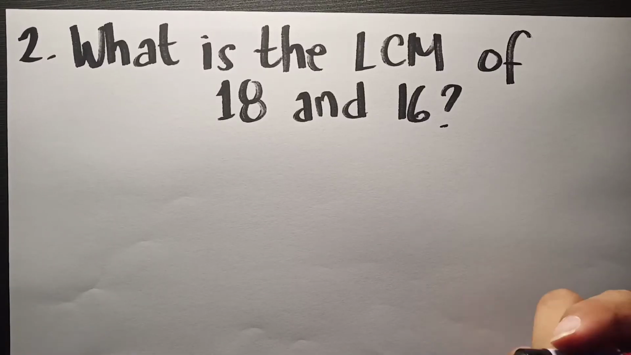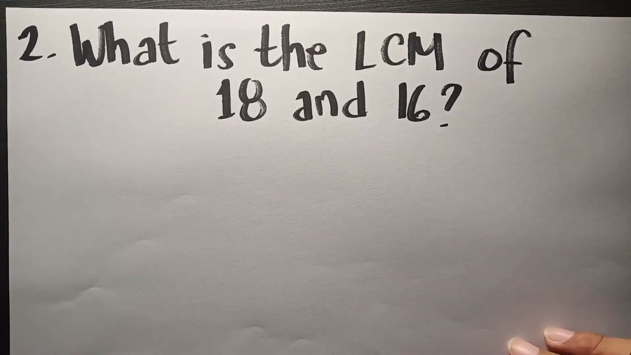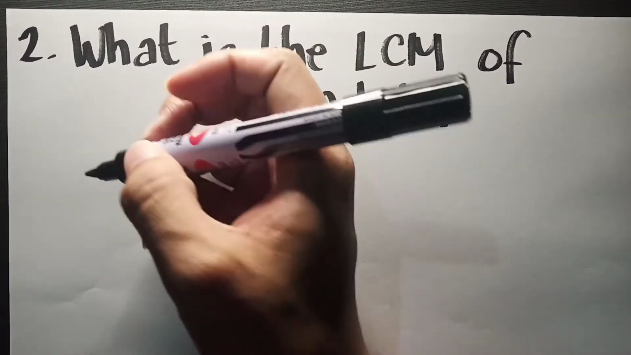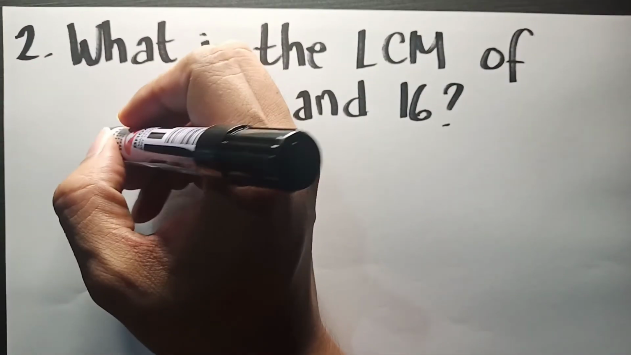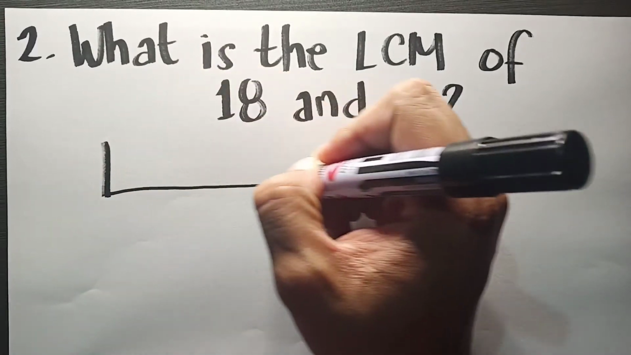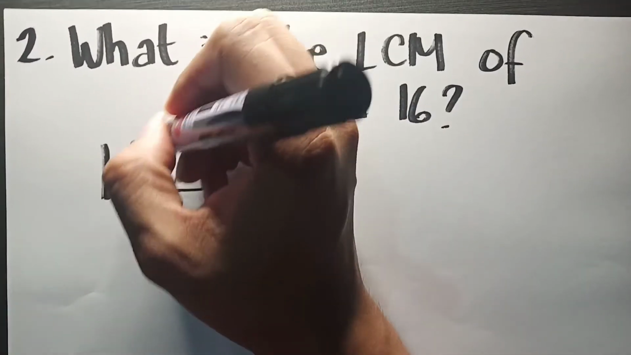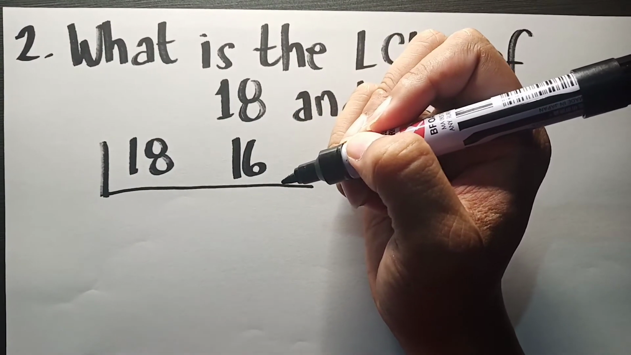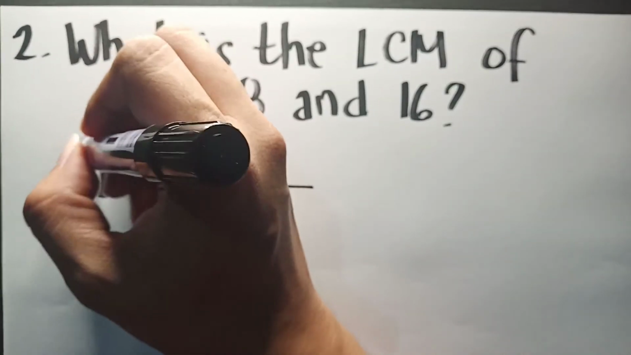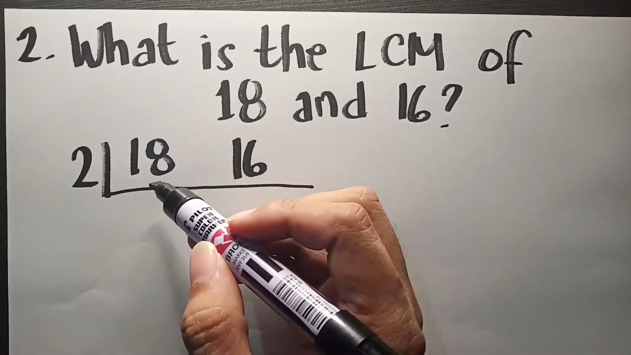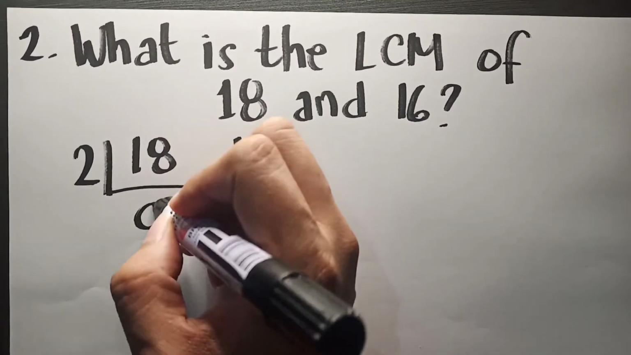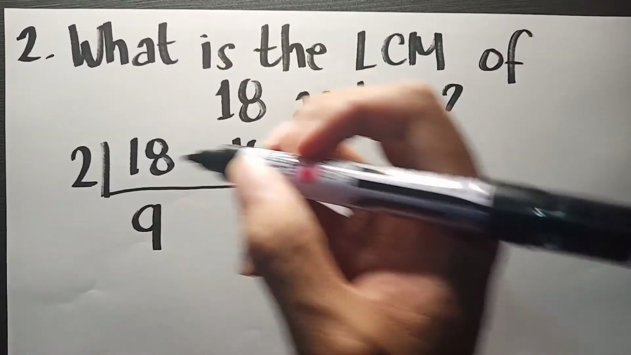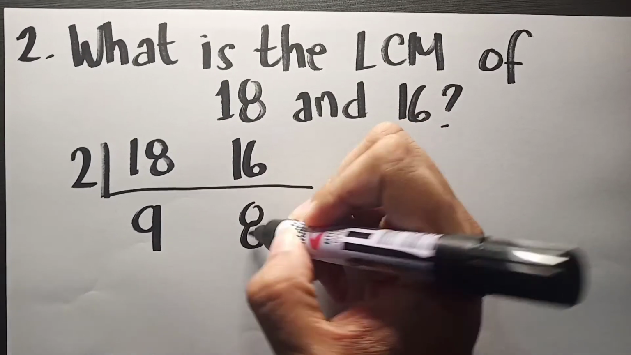Example number 2, what is the LCM of 18 and 16? So in the same manner, using the ladder method, we put them in the ladder. So we have 18 and 16. So let's start by dividing the two numbers by 2. So 18 divided by 2 is now 9. Then 16 divided by 2 is now 8.